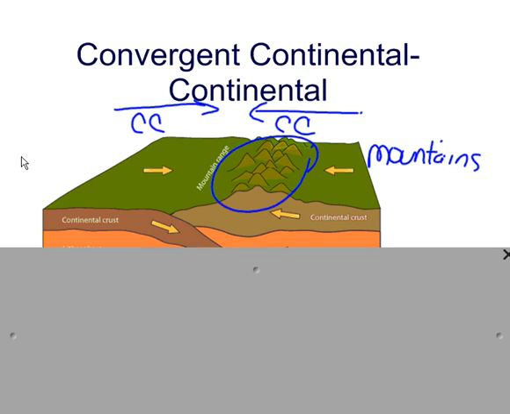You should have written down mountains. Both of the continental crusts are the same density, so neither one subducts under the other. So they just squish together and make mountains.